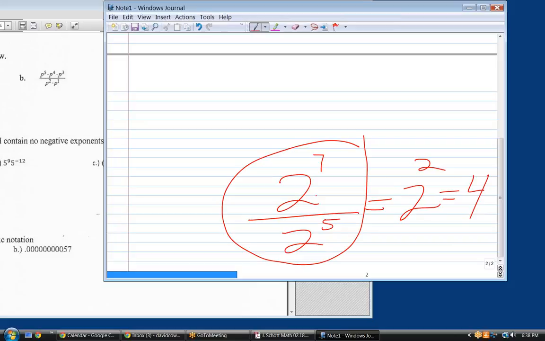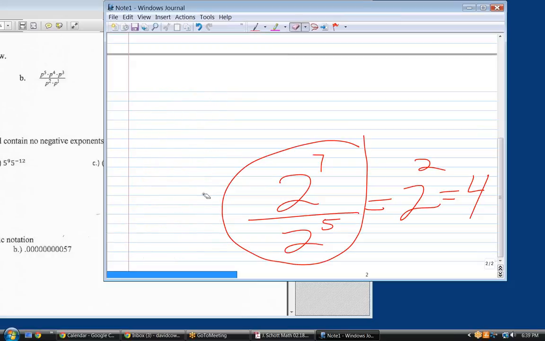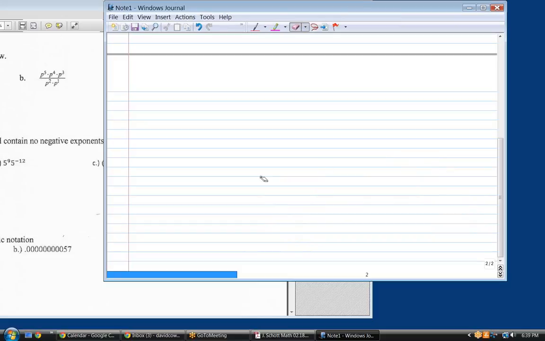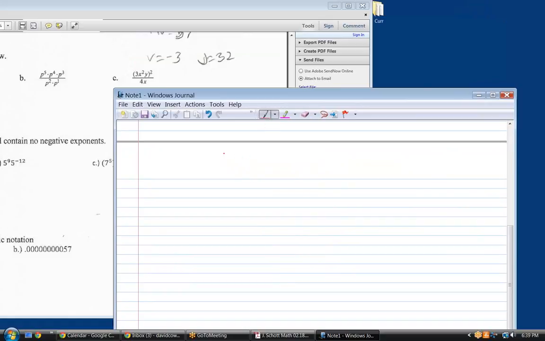And notice how much easier it is to do this way rather than having to figure out what 2 to the 7th is. 2 to the 7th must be like 256 divided by 32. Now this must be 128 for that to be 4. But in other words, you can see the value in having this little shortcut. Being able to subtract the exponents gets us to the solution without dealing with a number bigger than 7. Okay.